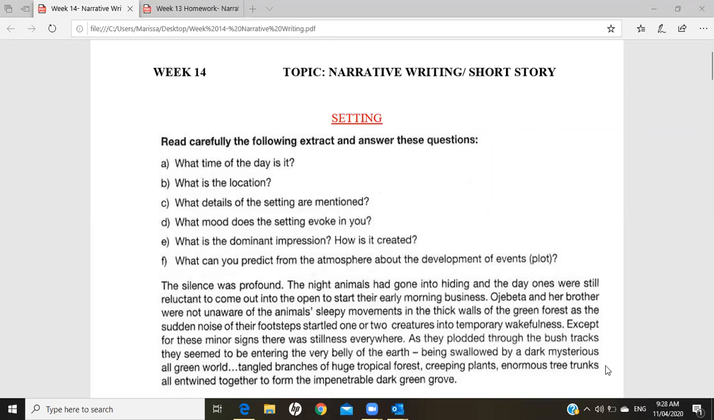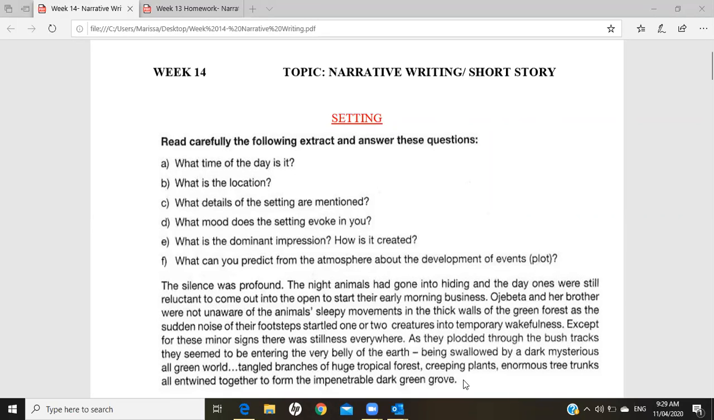So words like dark, mysterious, impenetrable dark green grove, creeping plants. So the vocabulary that the writer uses helps to instill that fear in you all. And also the descriptions, how the writer describes the overall setting helps to instill that fear. So the answer for E would be that the dominant impression is fear, and this is created by the vocabulary, so the words the writer chooses, along with the descriptions of the varying aspects of the forest that the writer includes in this paragraph.